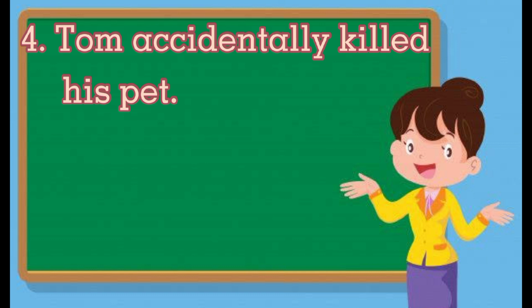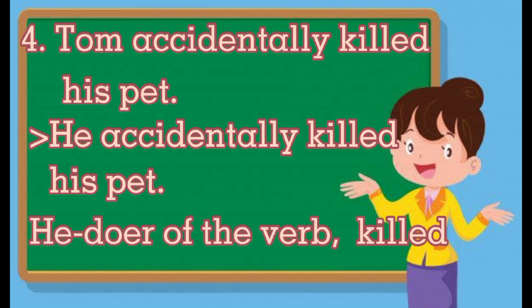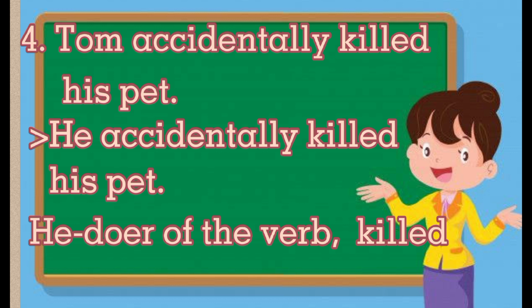And for our fourth sentence, we have: Tom accidentally killed his pet. Again, as you can see in this sentence, our subject is a noun, which is Tom, and that is a boy subject, so we have to replace it with he for boy subjects, and it will now become: He accidentally killed his pet. In this sentence now, which do you think is our subject? Perfect. It's our pronoun he, and he is the doer of the verb killed.